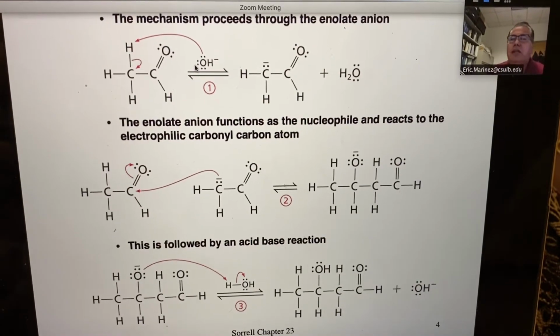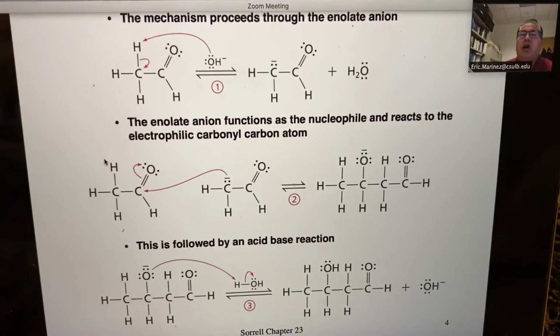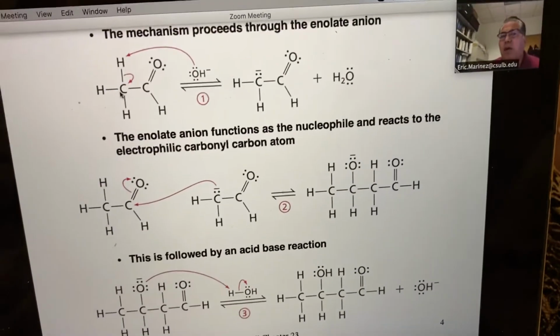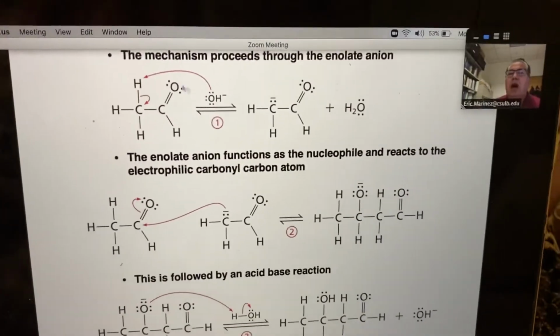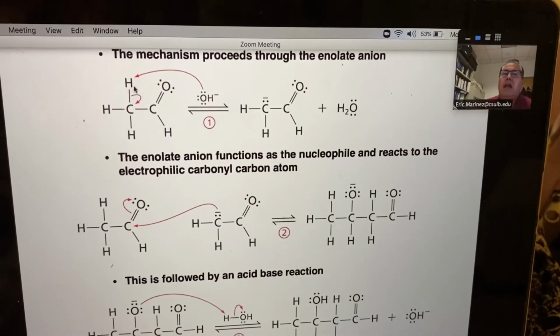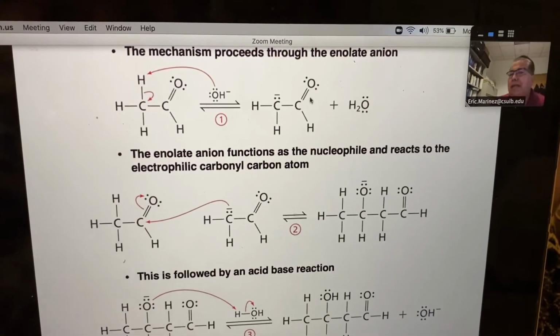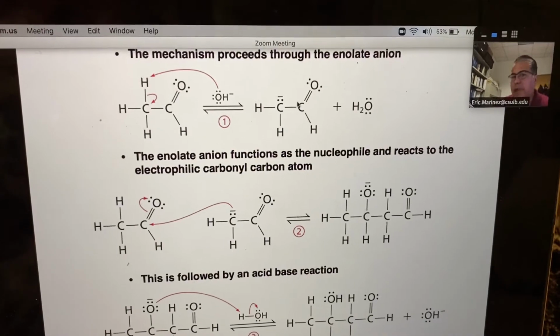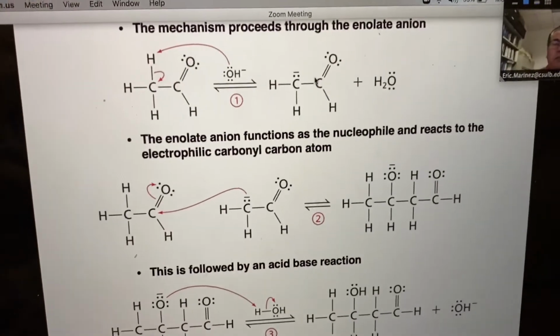Okay, the most acidic proton on aldehydes, once again, is on the alpha carbon, shown here. I'm going to basically take hydroxide, abstract this proton at the alpha carbon, and get this enolate. Okay, that's all we've been doing this morning.